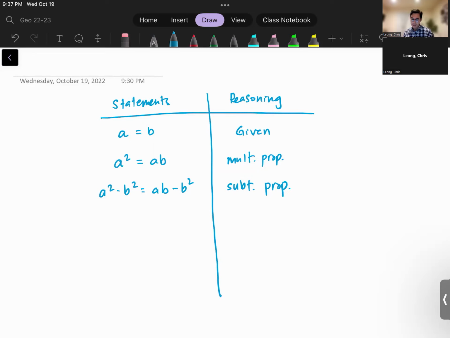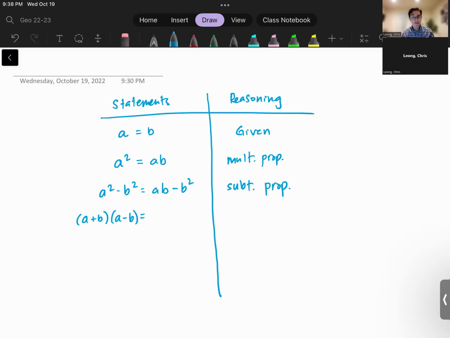So I have a polynomial on the left, A squared minus B squared. Some of you might recognize that as a difference of squares. And so we can factor that as A plus B times A minus B.